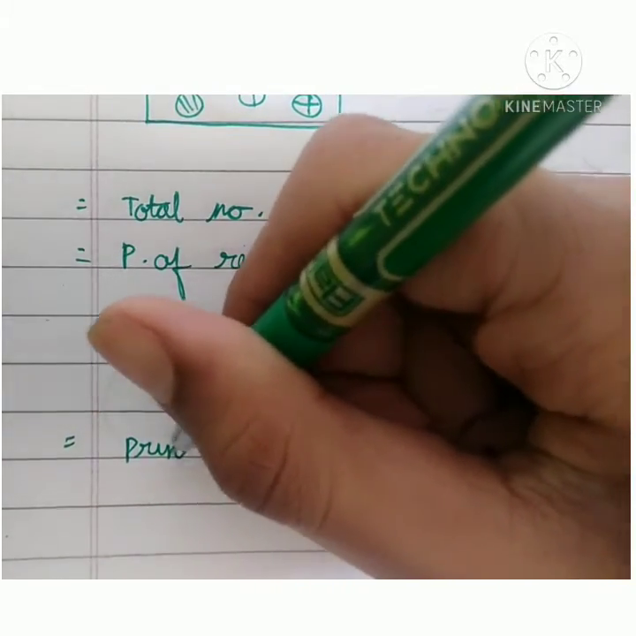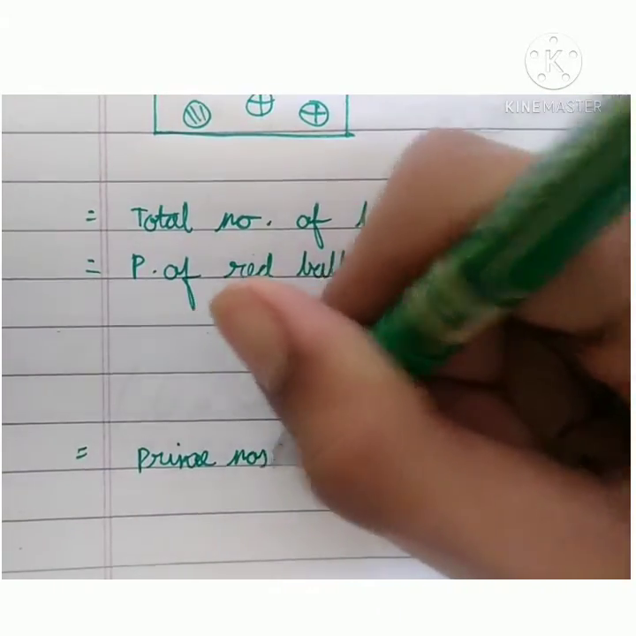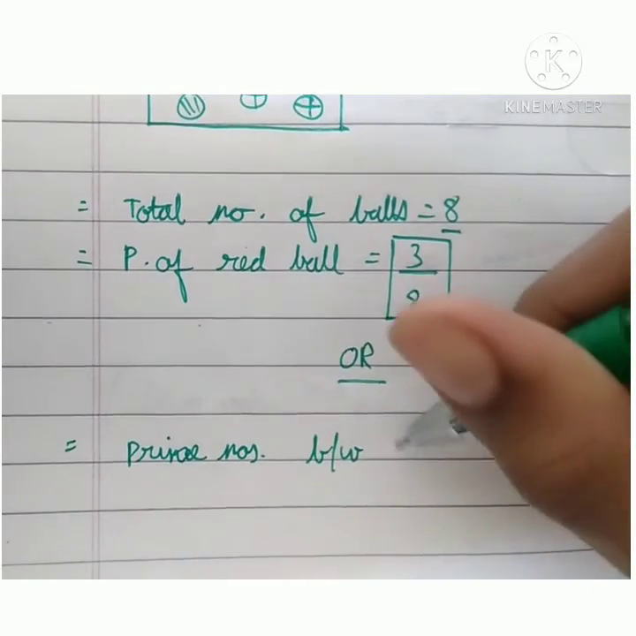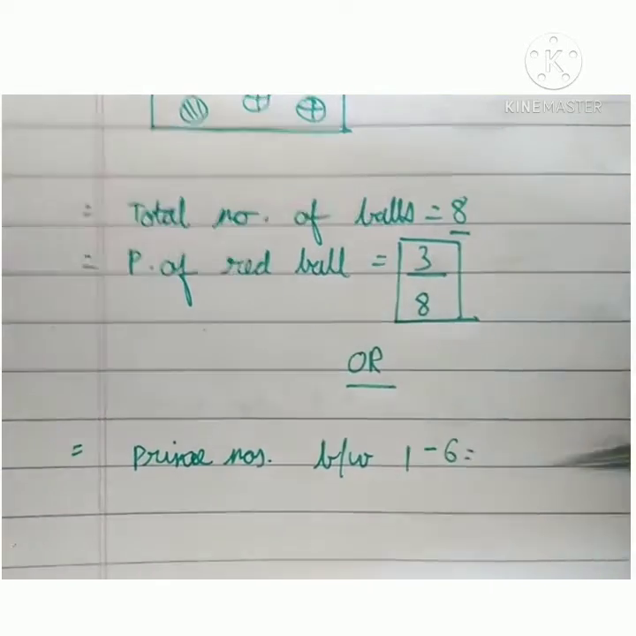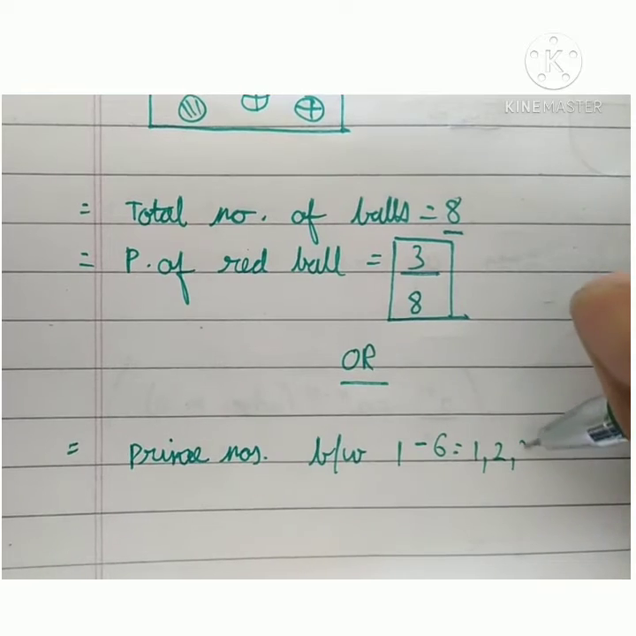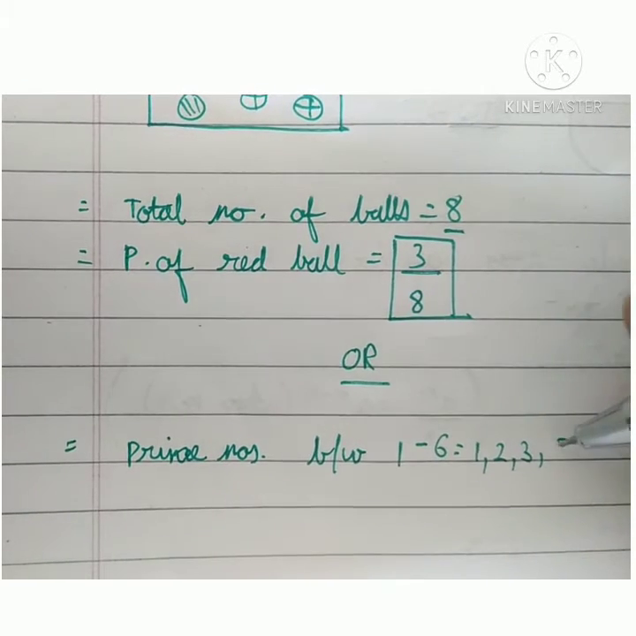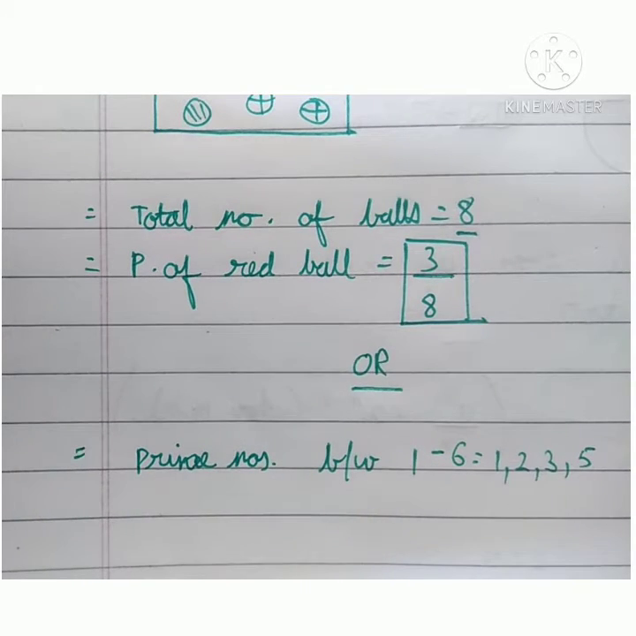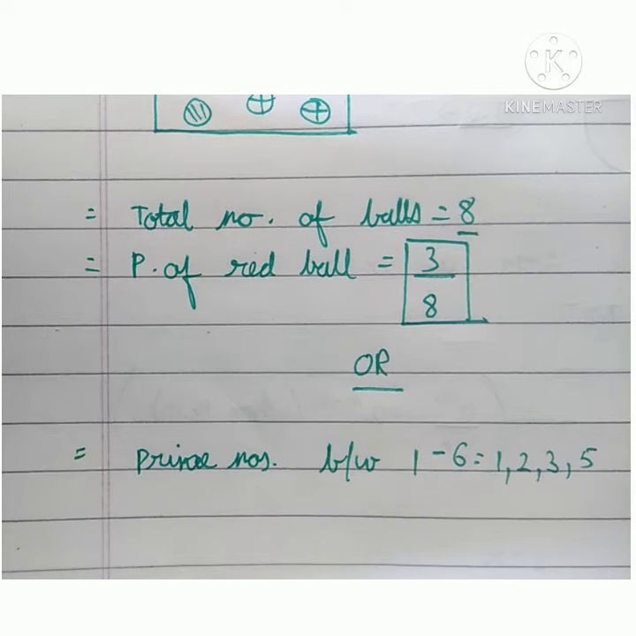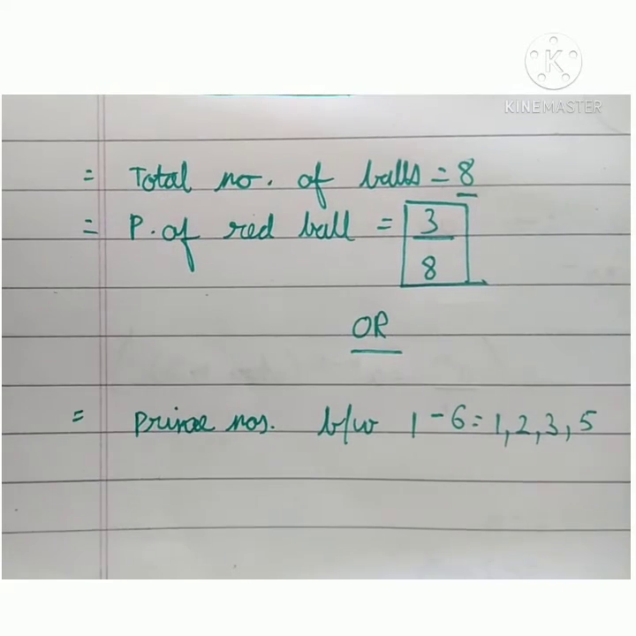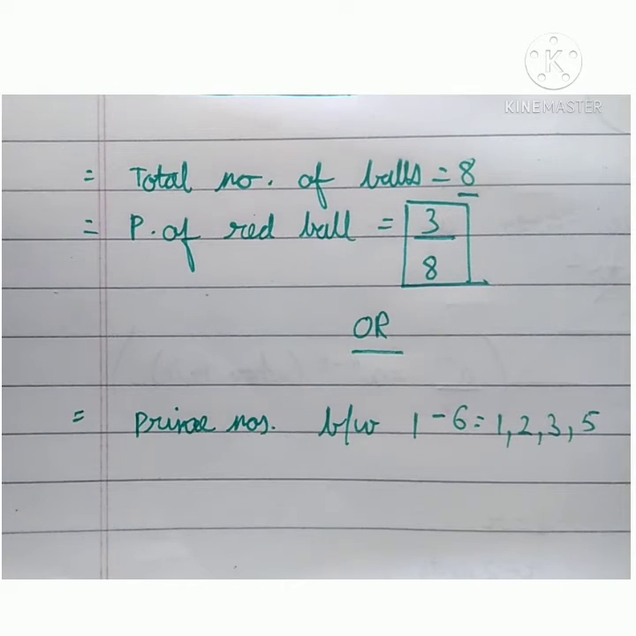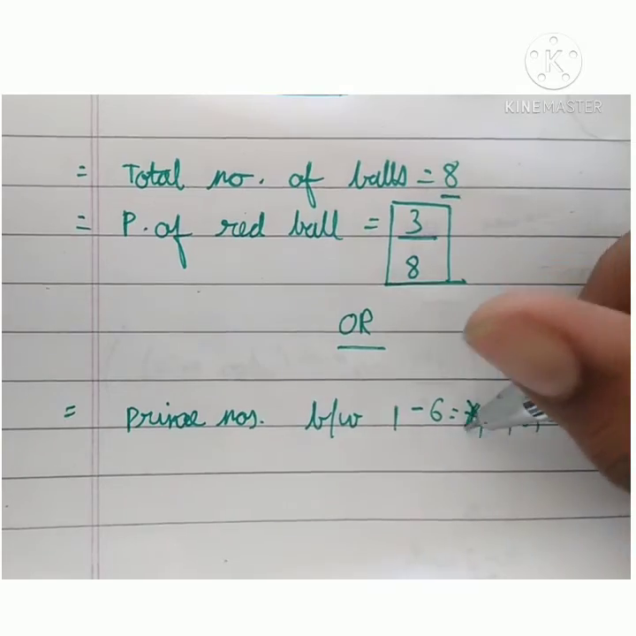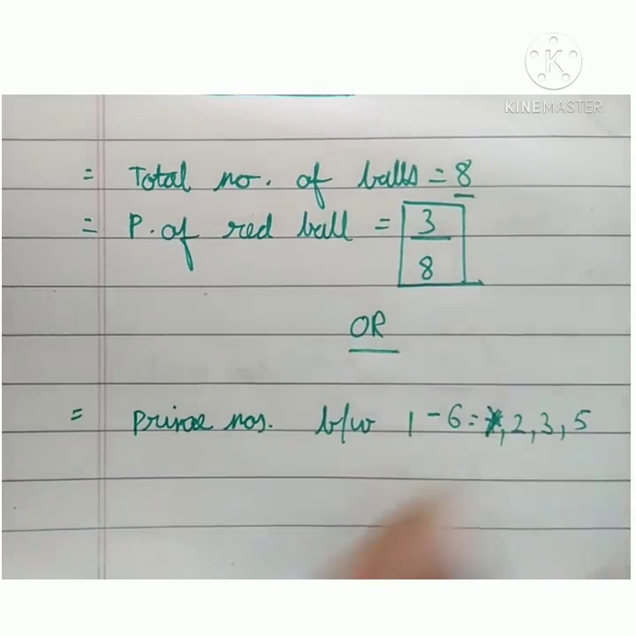Prime numbers between 1 to 6. What are they? 1, 2, 3 or 5. Okay, we won't take 7 because it is still 6 only. So next we have to count the numbers we are getting here, and sorry, 1 is not a prime number. Sorry, 1 is not a prime number, 1 is a unique number. It was a mistake, sorry.